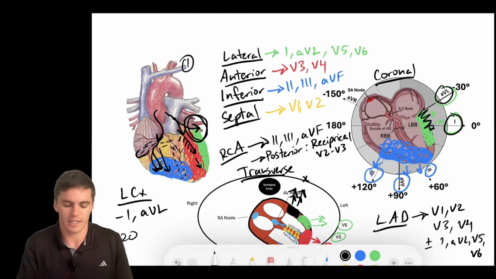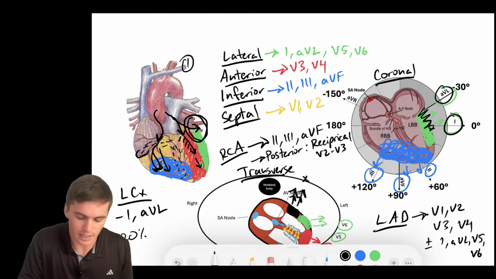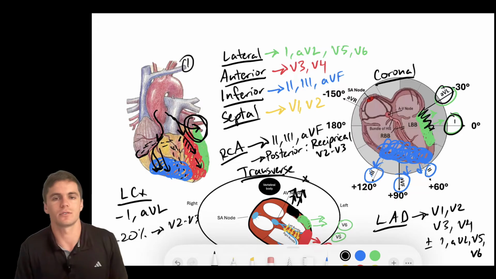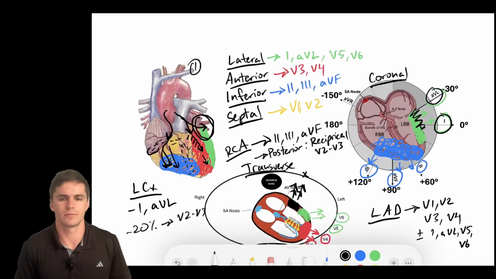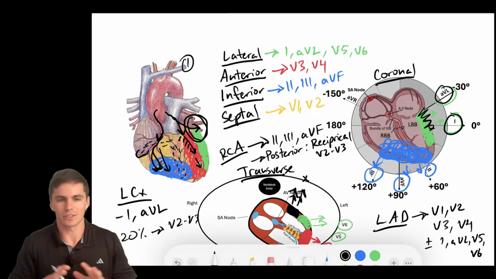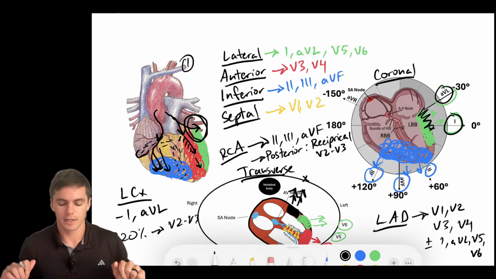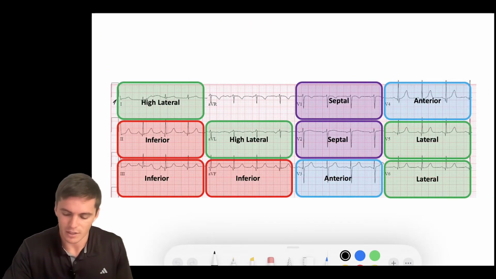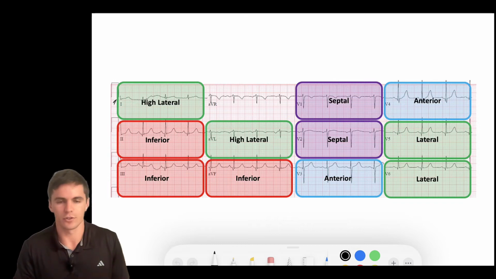And in 20% of the cases, in a left dominant heart, we're also going to see the posterior V2 and V3 reciprocal changes, right? So left circumflex, you're just going to get kind of lateral, and in 20% of the cases, posterolateral, right? So it gets a little tricky, a little bit nuanced, but we're just going to stay kind of surface level broad here, right? So it's a lot. What does that look like on the EKG?